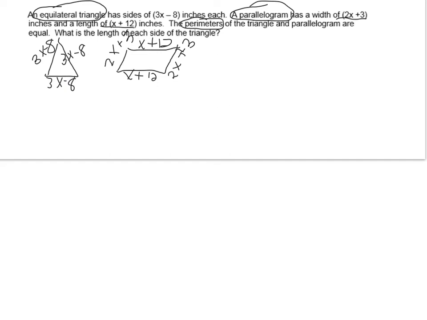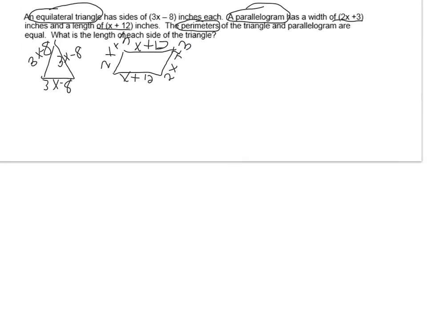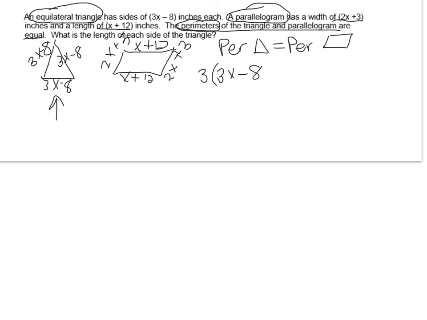Now it says the perimeters of the equilateral triangle and the parallelogram are equal. So what that means is that the perimeter of the triangle is equal to the perimeter of the parallelogram. Well, to find the perimeter of this equilateral triangle, we can simply multiply 3 times the side length, 3x minus 8, because there are 3 sides and they're all the same.